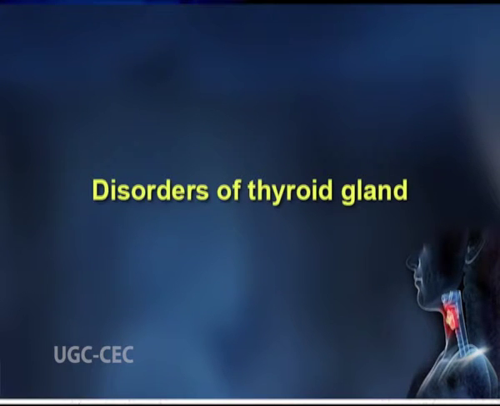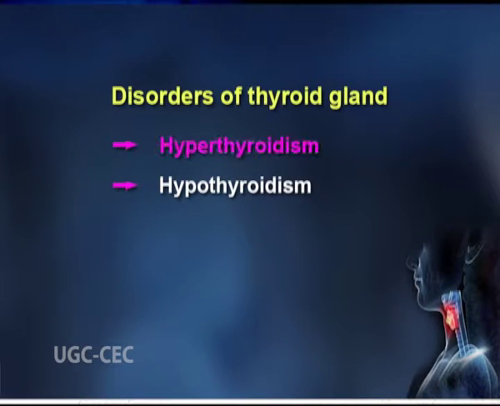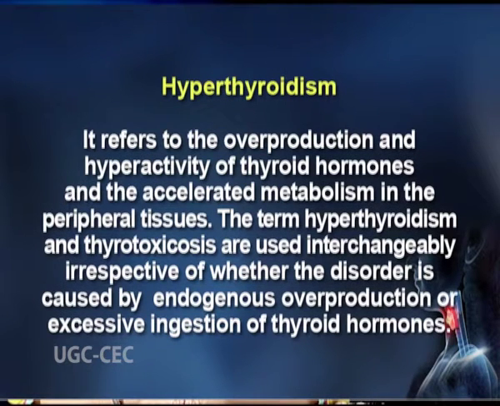Disorders of thyroid glands. Basically, thyroid disorders are of two types: hyperthyroidism and hypothyroidism. Hyperthyroidism refers to the overproduction and hyperactivity of thyroid hormones and the accelerated metabolism in the peripheral tissues. The terms hyperthyroidism and thyrotoxicosis are used interchangeably, irrespective of whether the disorder is caused by endogenous overproduction or excessive ingestion of thyroid hormones.